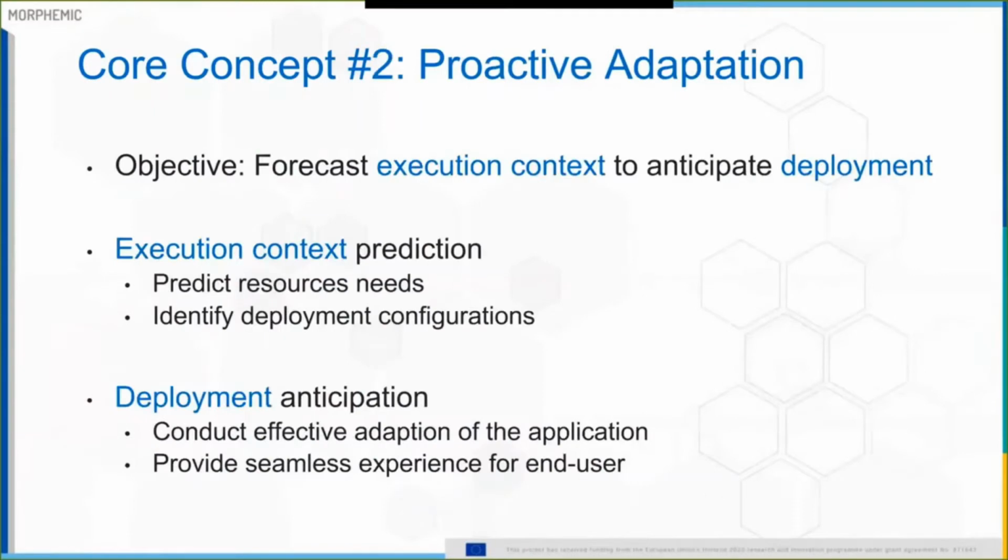The second core concept is the proactive adaptation. The goal here is to forecast the execution context to anticipate the requirements in deployment. To this end, we predict the execution context based on the prediction of resource needs, so that we can identify which deployment configuration should be put in use. Therefore, we can anticipate the deployment by conducting an effective adaptation of the application to provide a seamless experience to the end user.